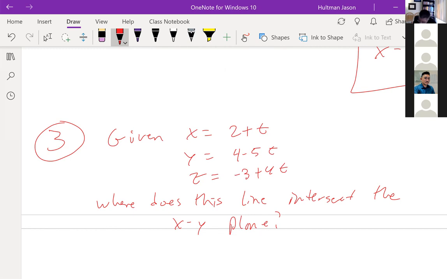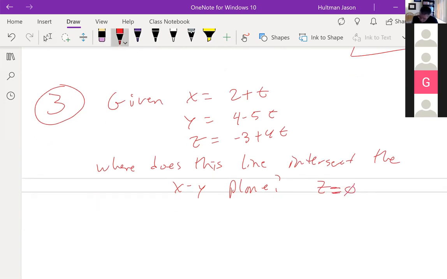Well, what do we know about the xy plane? Any ideas here? Z is 0. Yeah, thank you, Armando. So if z is 0, then isn't 0 equal to negative 3 plus 4t? So wouldn't t equal 3/4? Then couldn't I figure out what x and y are?